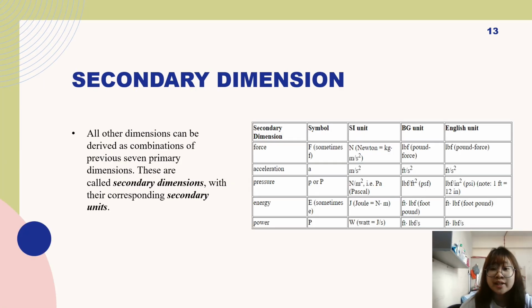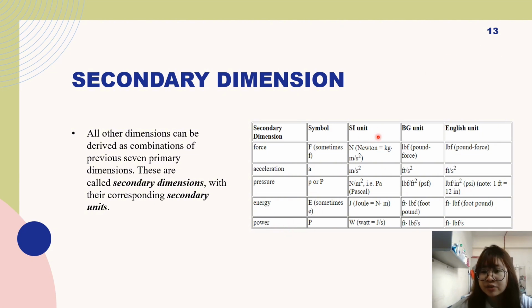Let's move on to secondary dimensions. All other dimensions can be derived as combination of the 7 primary dimensions. These are called secondary dimensions, with their corresponding secondary units. Here are some examples of secondary dimensions included in this table, including force, acceleration, pressure, energy, and power. Their corresponding symbols are capital F for force, A for acceleration, P for pressure, E for energy, and P for power.